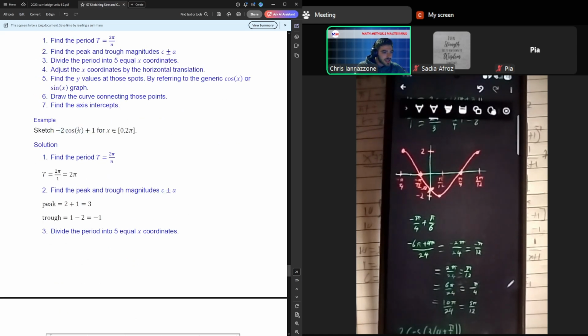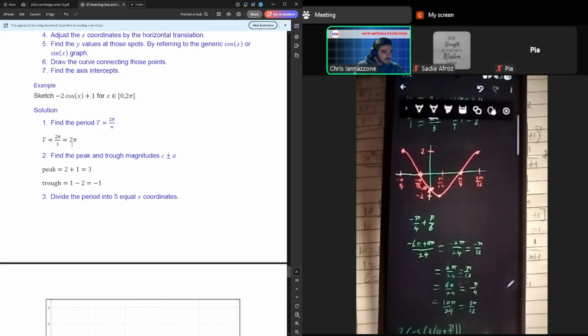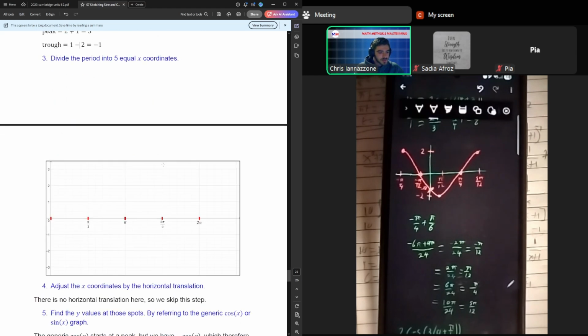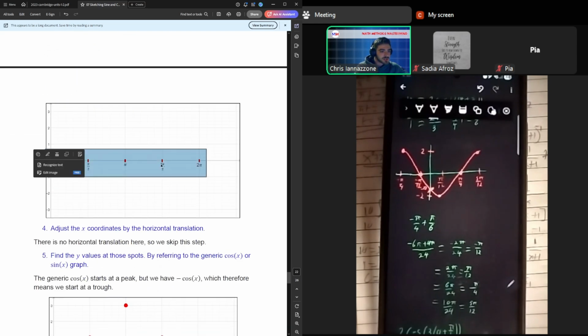So in this case, I'm not going to have any horizontal translation, although you absolutely could have both. You just basically combine the two approaches. But okay, sketching this, first up, find the period, super easy. Peak and trough, again, you're now starting at whatever the vertical translation is, and you're doing plus or minus this value, giving you a peak of 3 and a trough of -1. From there, divide up your interval. In this case, it was 2 pi, and there's no horizontal translations, so it's pretty chill. Same thing as you're already used to.